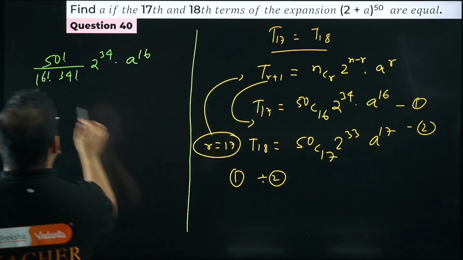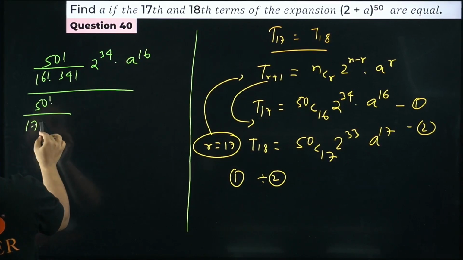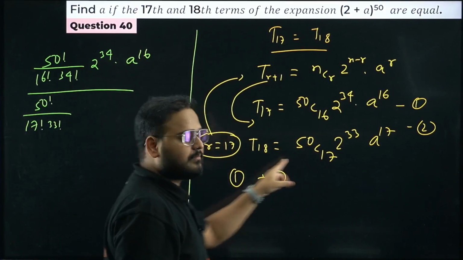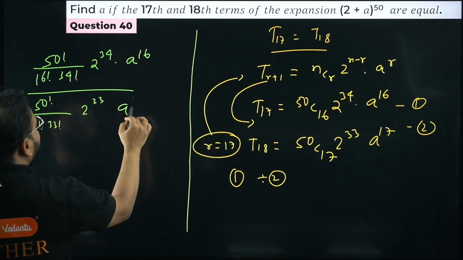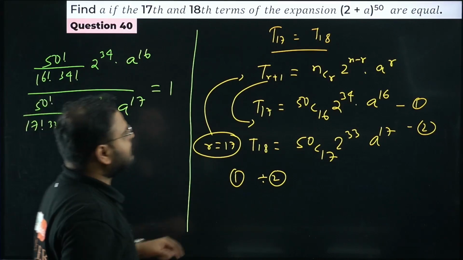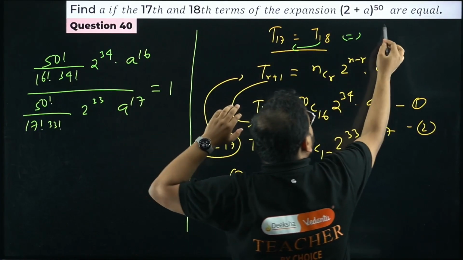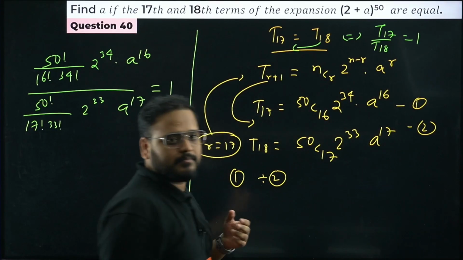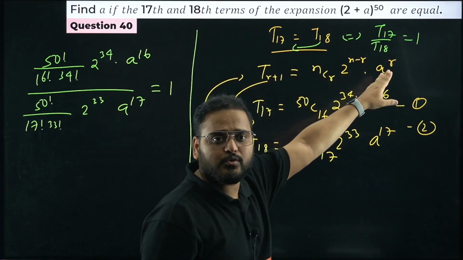Second one, divide this. What do I have? Same thing, 50 factorial by 17 factorial times 33 factorial. Correct? 50 minus 17 is 33. Again, you have 2 power 33 and a power 17 equals 1. How come, sir, 1? Check from here. If you bring this T18 on this side, it will become T17 by T18 equals 1, sir. They're equal, that's why they have to be proportional. The ratio has to be 1:1, right?